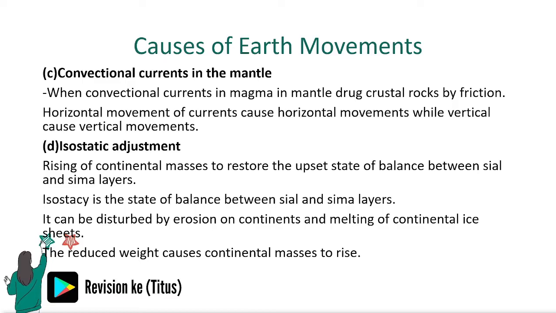So isostasy is the state of balance between the SIAL and SIMA layers. It can be disturbed by erosion on continents and melting of continental ice sheets.